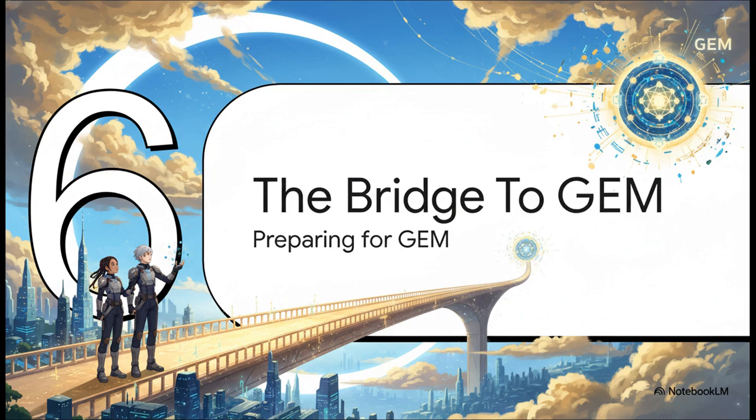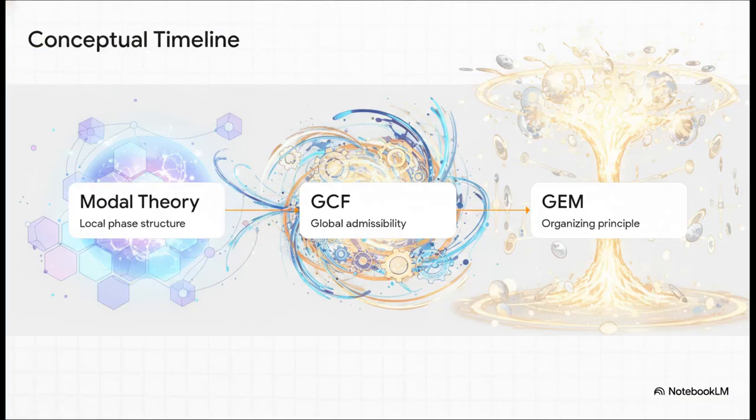Section 6, the bridge to GEM. We can actually map out the conceptual timeline of this course right now. Step 1 was modal theory, where we established the local phase structure across those first 7 episodes. Step 2 is right where we are now, introducing GCF and this incredibly rigorous concept of global admissibility selection. And this is the essential stepping stone. Because step 3, the horizon we are marching toward, is GEM, general emergence mechanics. That is where the entire framework finally unifies.